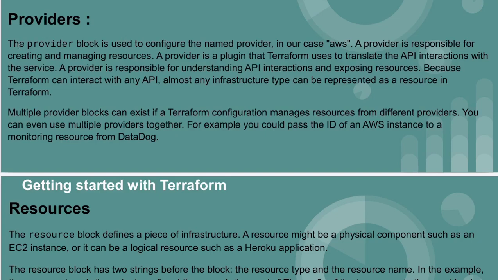Let me walk you through this. The provider block is used to configure the named provider, in our case AWS. A provider is responsible for creating and managing resources through API calls. Multiple provider blocks can exist in a Terraform configuration to manage resources from different providers. You can even use multiple providers together. For example, you can pass the ID of the AWS instance to a monitoring resource from Datadog.